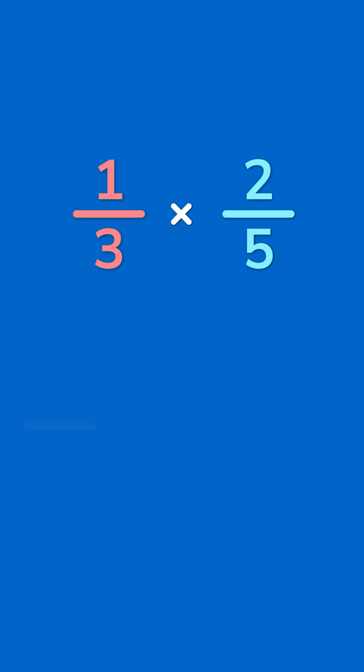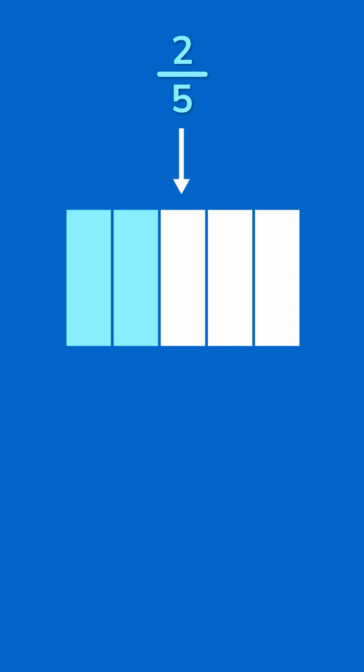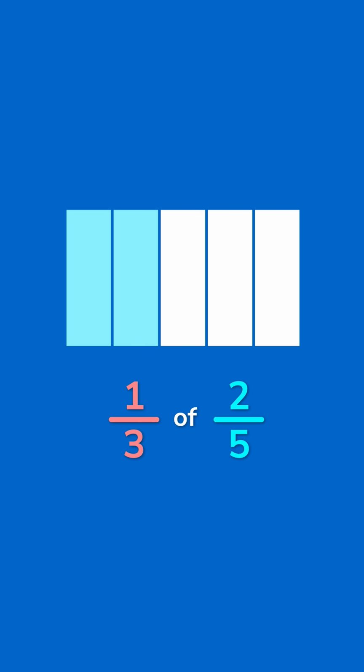We can think of this as making 1/3 of a group when the size of each group is 2/5. Our goal is to find the total amount that results from taking that 1/3 portion. First, let's represent the group size by showing 2/5 of a whole. Now, what is 1/3 of that shaded area?